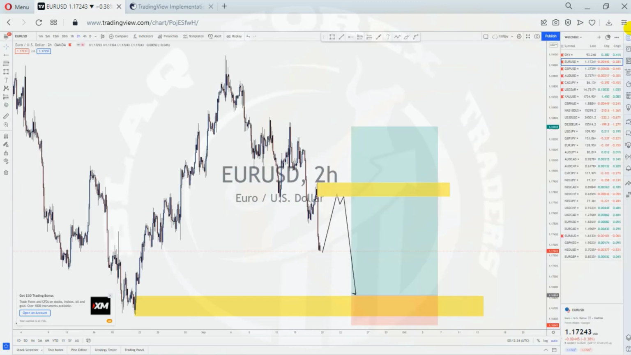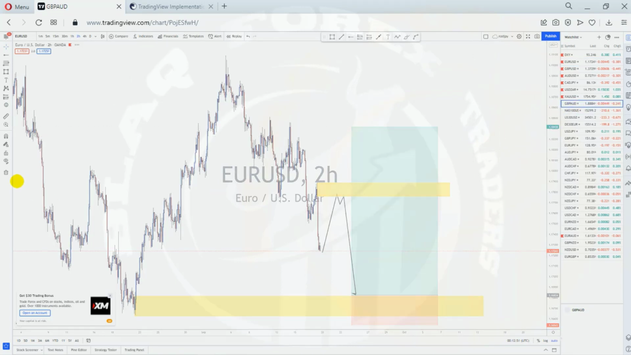So not AUDUSD, this is EURUSD. I think I love AUDUSD too much. It's stuck in my head. Let's see what other pair I can analyze. Not trade, analyze. Let's try this one.